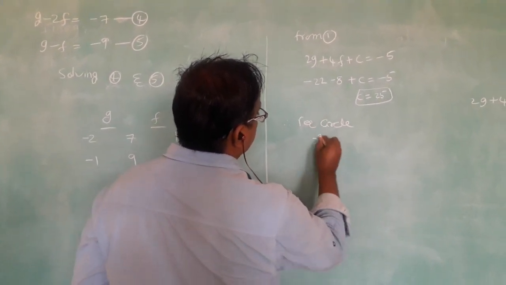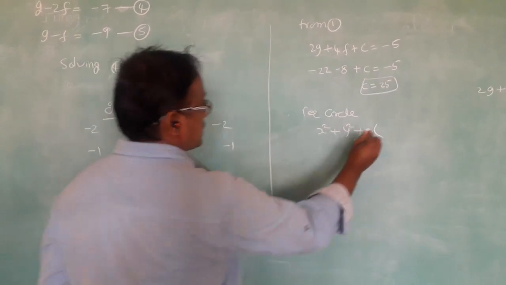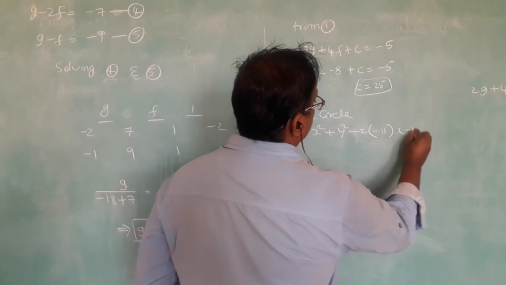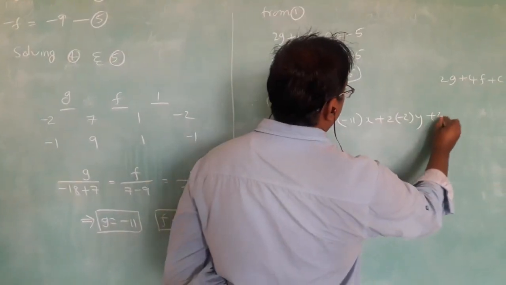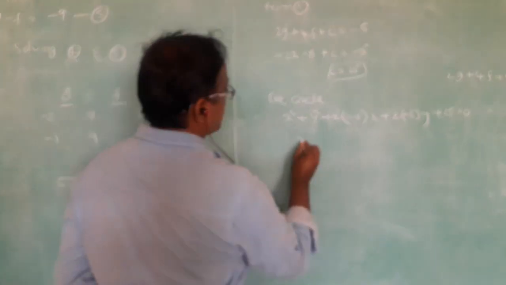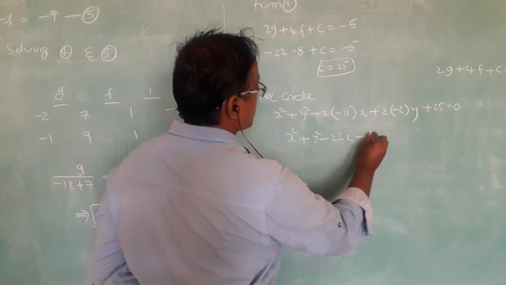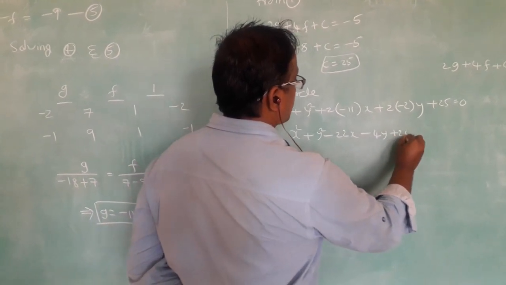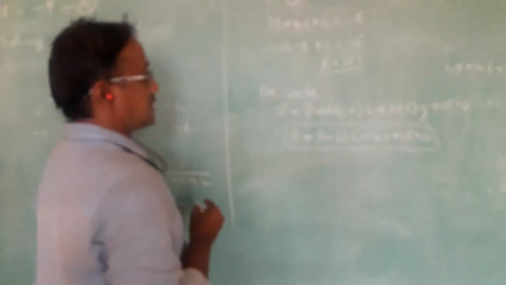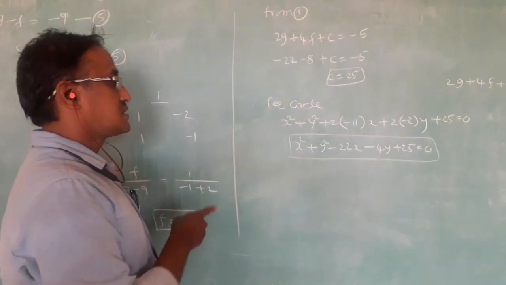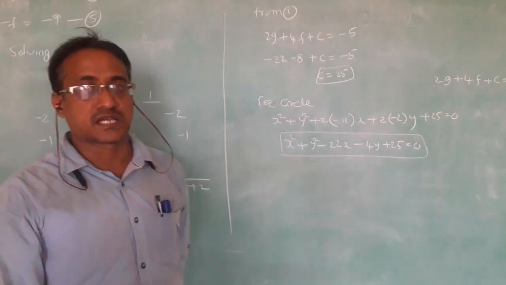Now therefore, the required circle is x square plus y square plus 2 into minus 11 into x plus 2 into minus 2 into y plus 25 equal to 0. So x square plus y square minus 22x minus 4y plus 25 equal to 0. This is the required circle. You can verify your answers by substituting the given points in the circle.